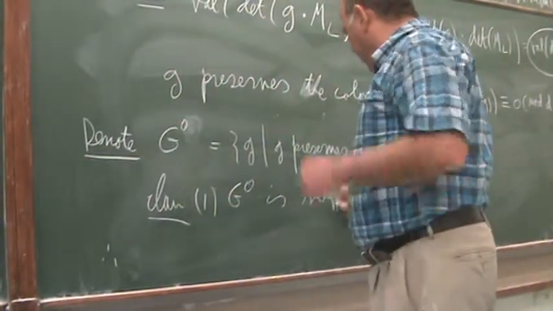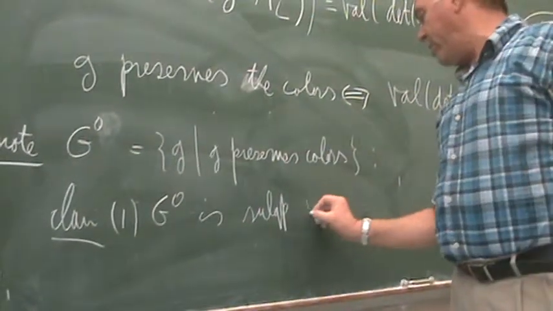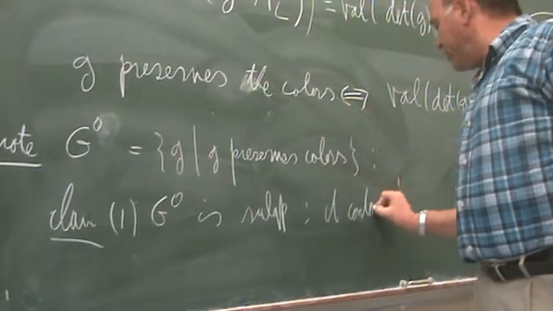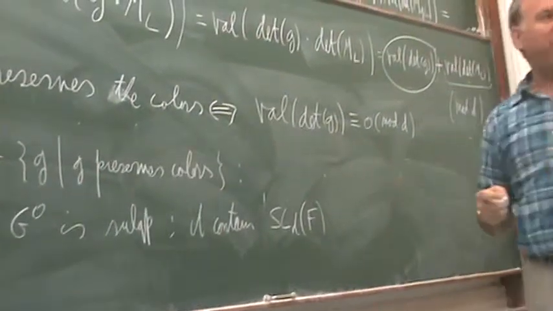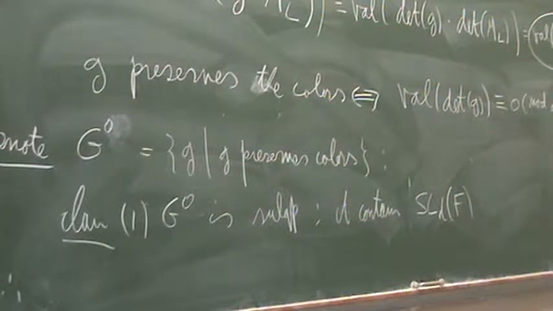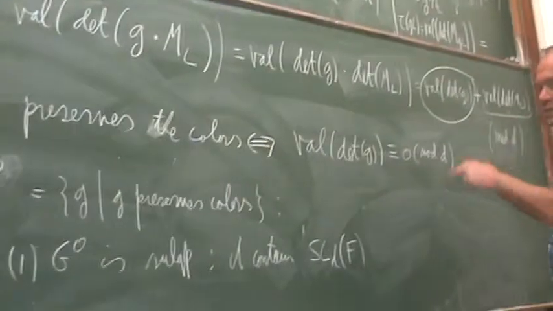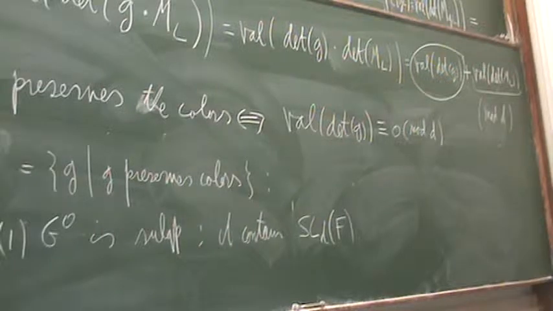Well, that's one to prove in several different ways, but for example, you can say that it contains, first of all, SLD(F), all the matrices of determinant 1, which of course preserve the color, because for them the valuation of the determinant is exactly 0. I can talk about coloring even before. A coloring of a lattice is a coloring of its equivalence class. I can talk about either this or this, it doesn't matter.